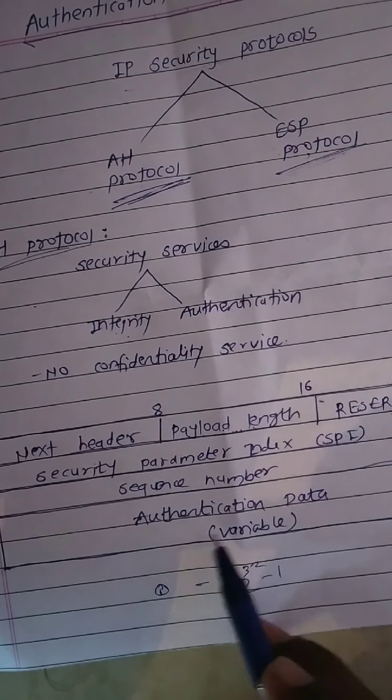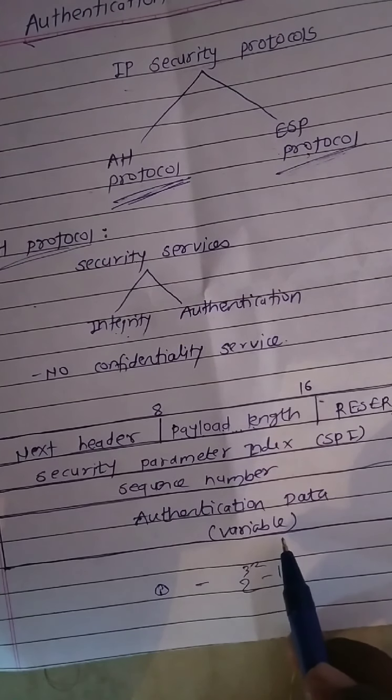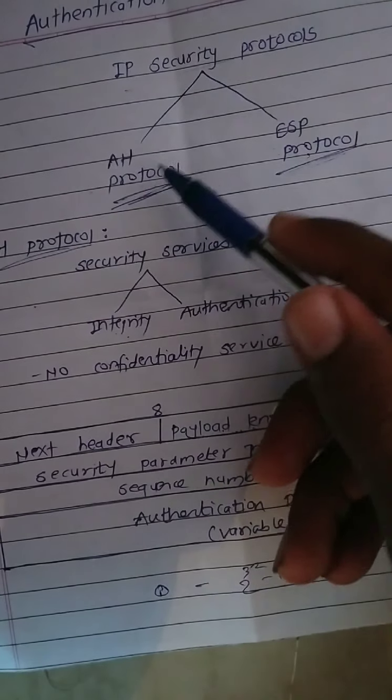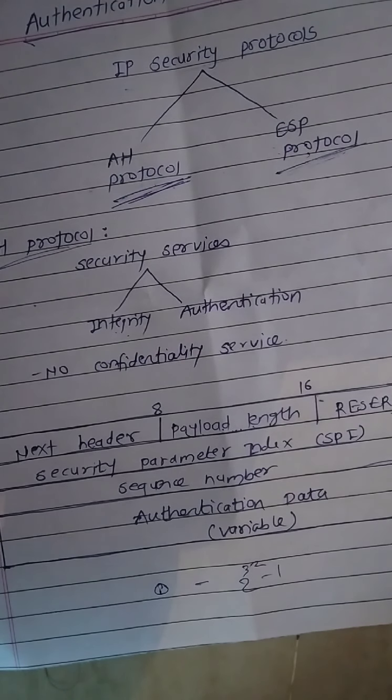Then there is an authentication data field, which is a variable-length field and which is also available in the ESP header, but in ESP it is optional and in case of AH protocol it is a compulsory field. It contains the ICV, that is integrity check value, which is used to determine whether any undesired modification was made to the data or not till it reaches the receiver. That is, it plays a dual role, ensuring both the security services, that is integrity and authentication.